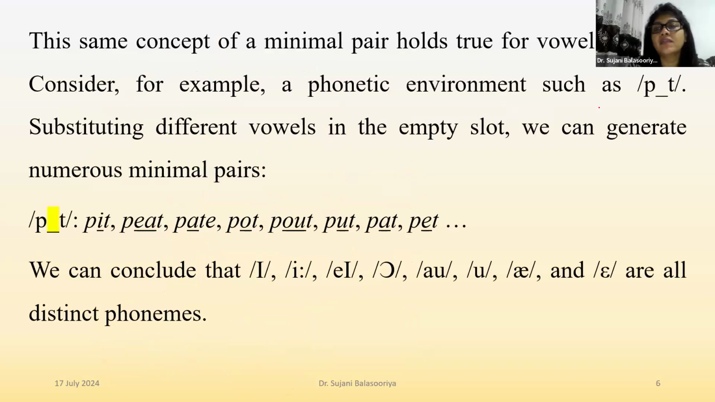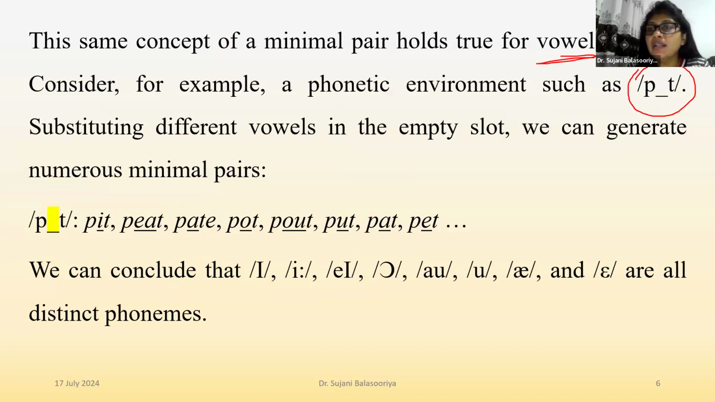Right, now, earlier minimal pairs were discussed talking about consonants, no? But we can identify minimal pairs in vowels as well. Now, there is an example. Actually, not one example, there are so many words here you can find. The phonetic environment is given here. You can find p as the initial consonant and t as the final consonant. So, the sound in the middle.